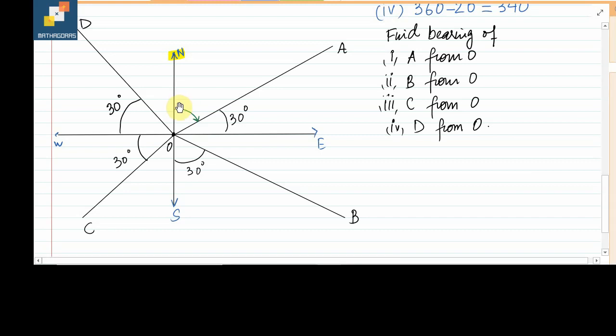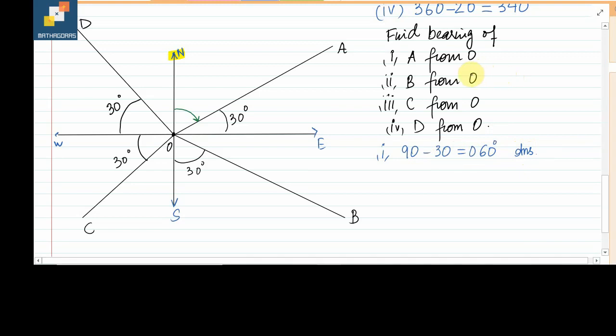We know that from north till east we covered an angle of 90 degree, right? If I subtract 30 degree from this whole angle of 90 degree, I can get this green angle, right? So first answer, 90 minus 30, it is 60, but it must be in 3 digits, so that is your first part answer. I hope that most of you have attempted first part, and I hope that all of you have done it right. Next part, B from O, the same strategy.